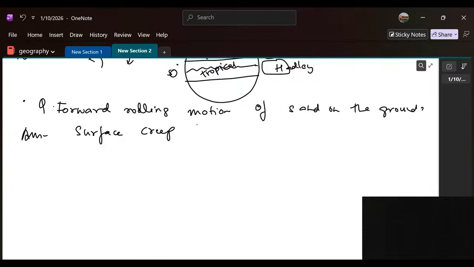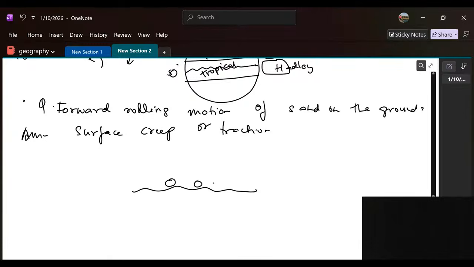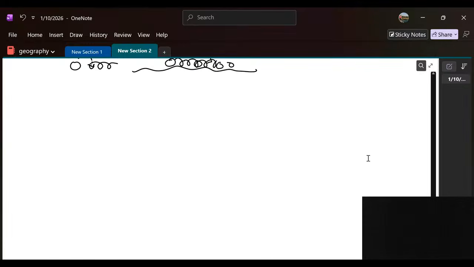Surface creep or traction. Like this is the surface, these are the particles. It is just rolling from here to here. If they are rolling on the ground without even bouncing, that thing is called surface creep, just the way a snake creeps. The other word we use for it is traction. All right.